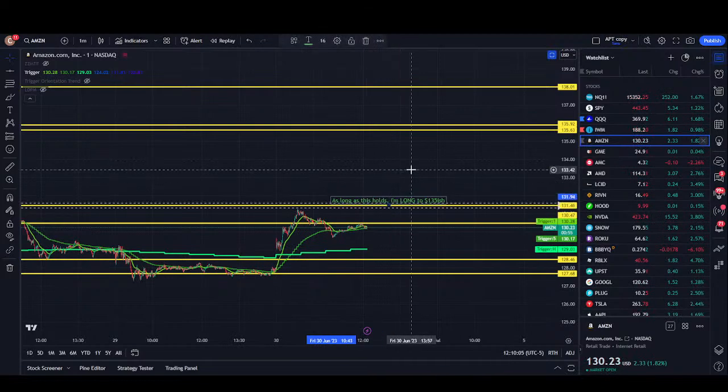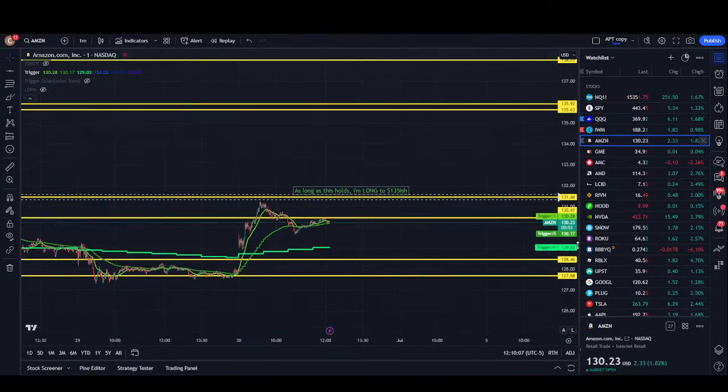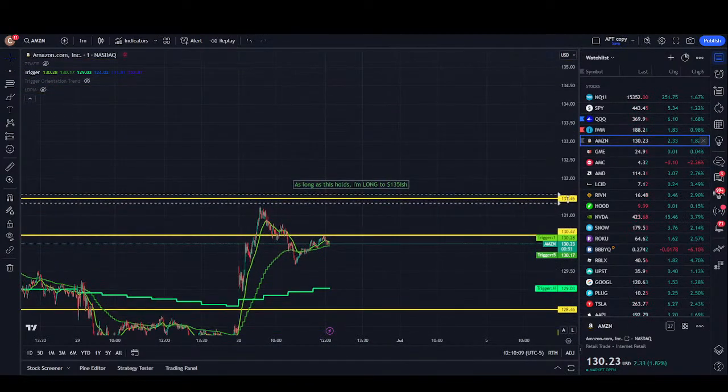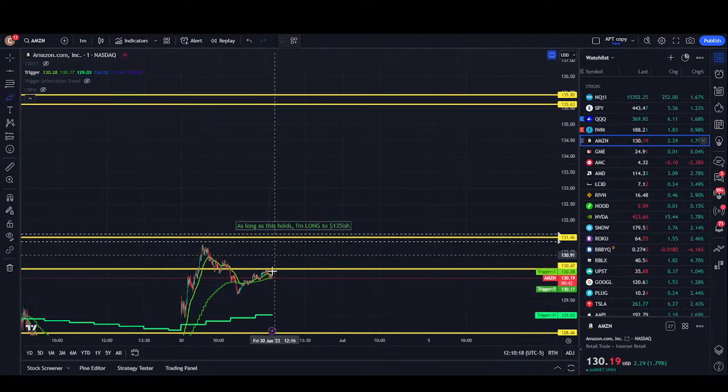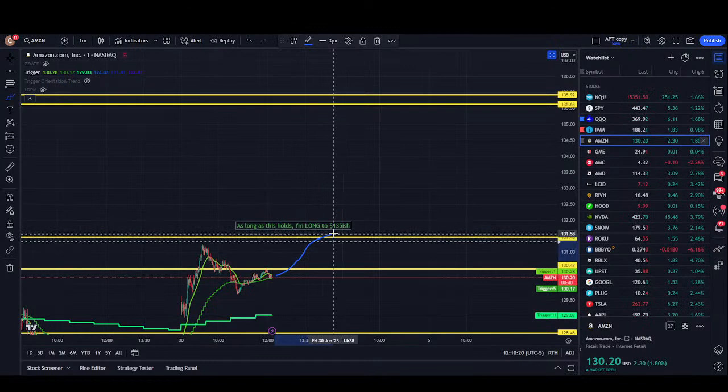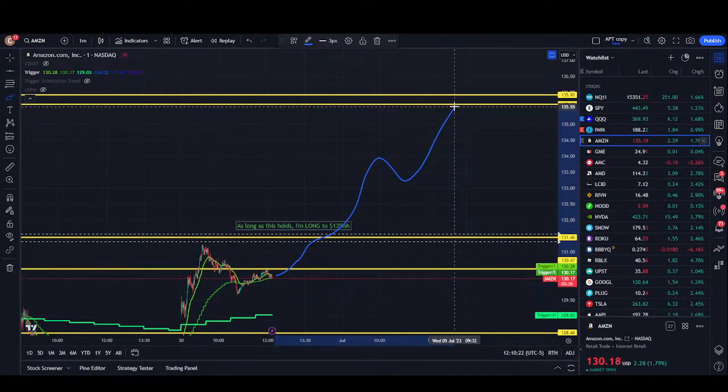So this is the Amazon trade. I'm looking to buy an hourly close above 131.46. And I think it's going to be a really quick move higher to 135.63. Like almost something like this. Let's say whatever price gets above at some point. It's literally going to be like this. So I think this is going to be a huge opportunity for calls.